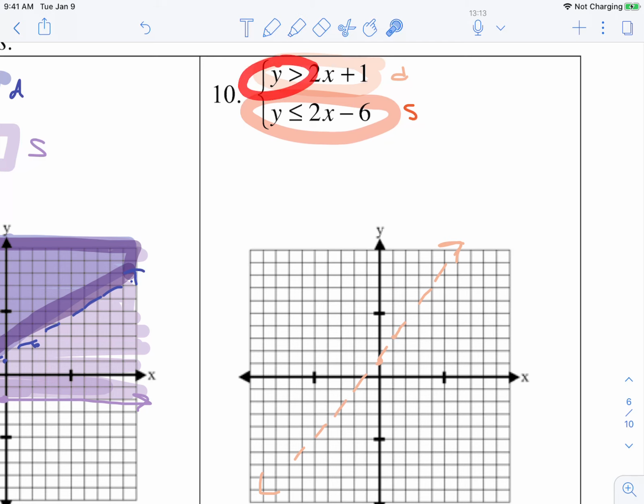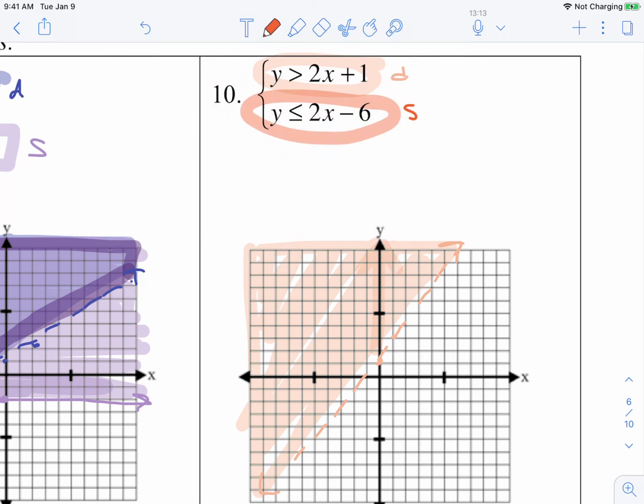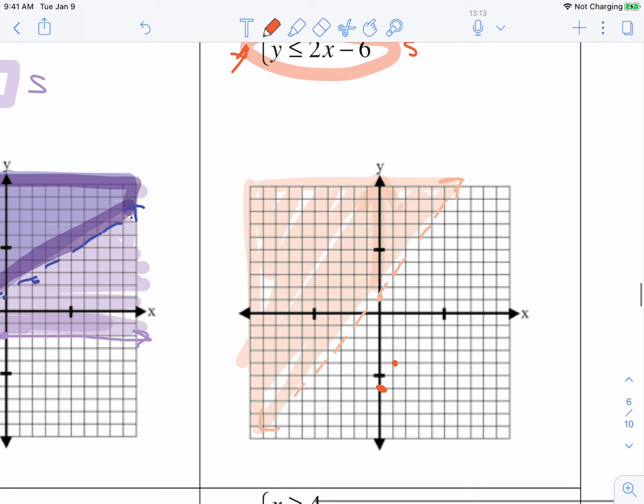It is y greater than, so we're going to go above that line, so anywhere up here. So we're going to shade that area in. And then we're going to go ahead and graph this line at down to negative 6, up 2 over 1. We're going to draw in a solid line.